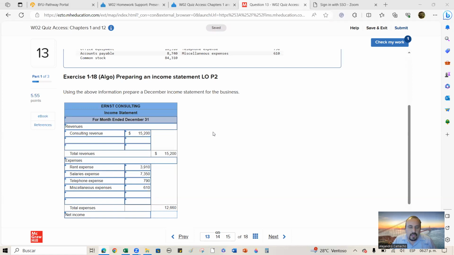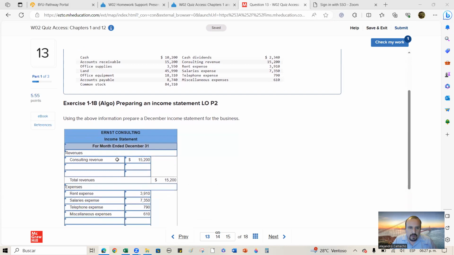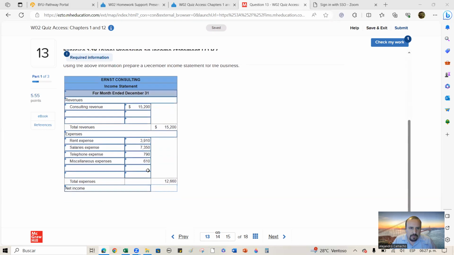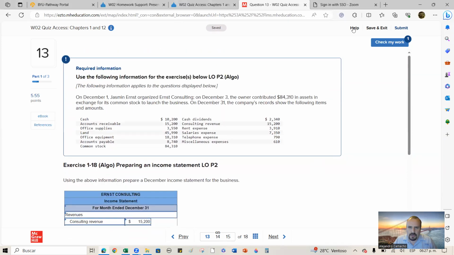Okay, so what I just did was to put the different amounts for each concept here, right? And with that, automatically I got the total revenues, which is the consulting revenue, the same amount. And the summary of all the different expenses here, total expenses. So I have to subtract the expenses from the revenues, and I get my result. So this is the net income that I will need for the next exercise.